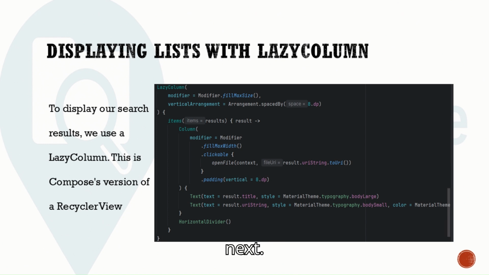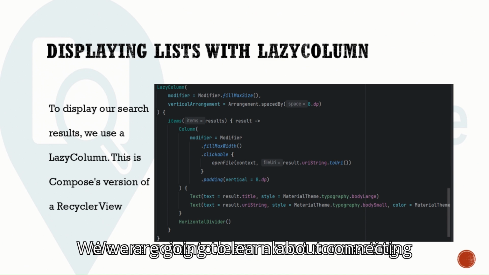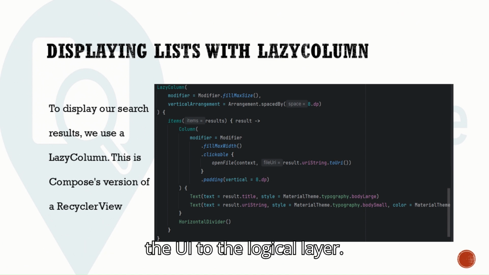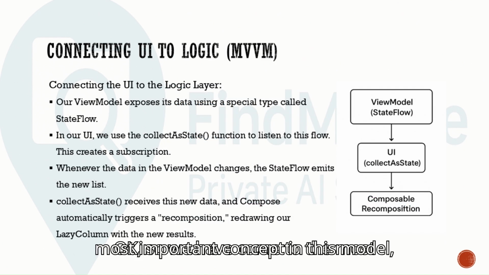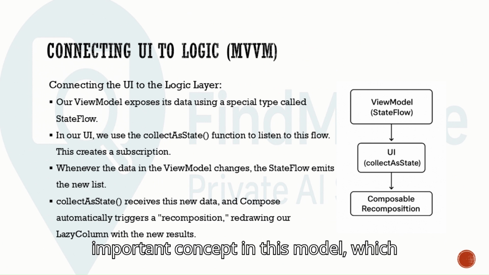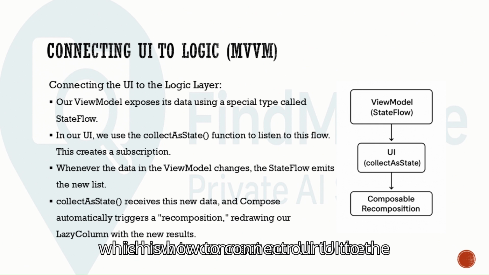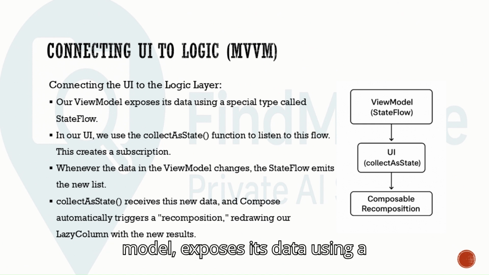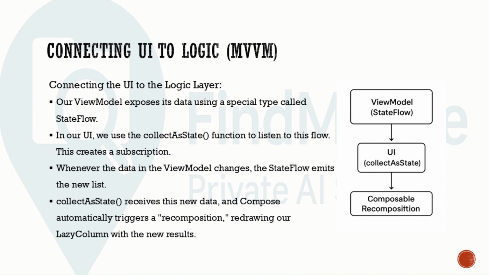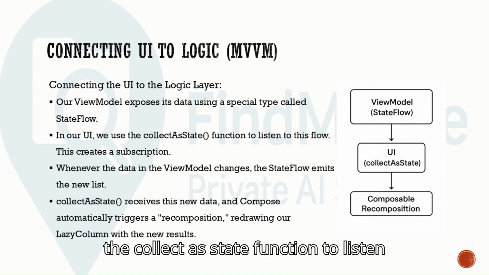In the next section, we are going to learn about connecting the UI to the logical layer. Okay, so we have come to the most important concept in this module, which is how to connect our UI to the application's brain, which is the main view model. The main view model, which contains the view model, exposes its data using a special type called state flow.